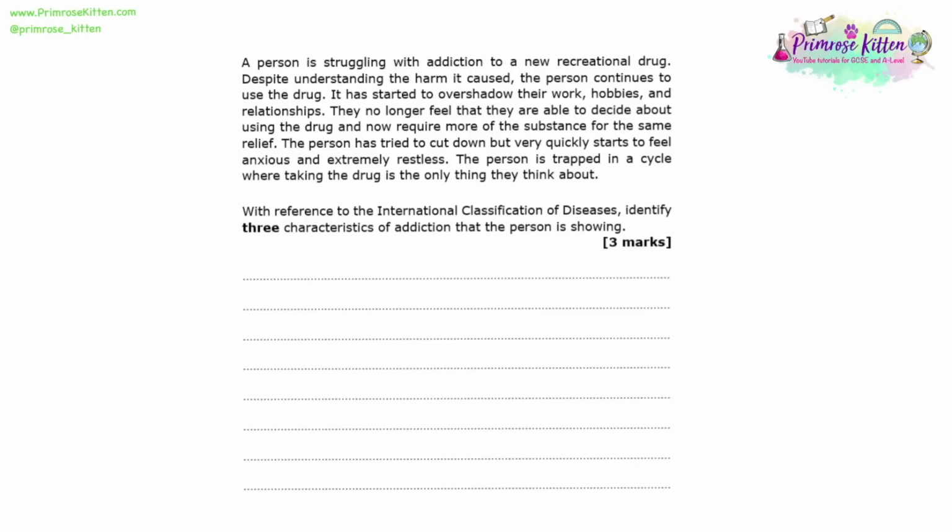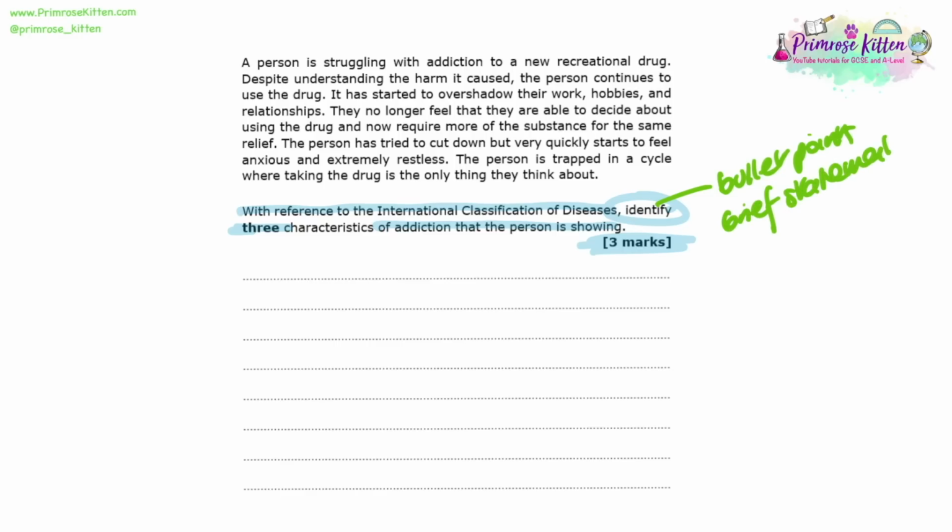With reference to the International Classification of Diseases, identify 3 characteristics of addiction that the person is showing. There are 3 marks available for the question. The key thing to note about the question here is that it is an identify question, so simply bullet pointing short, brief statements and sentences is sufficient. Also note that it is asking for 3 characteristics, so make sure that these are distinct and different.